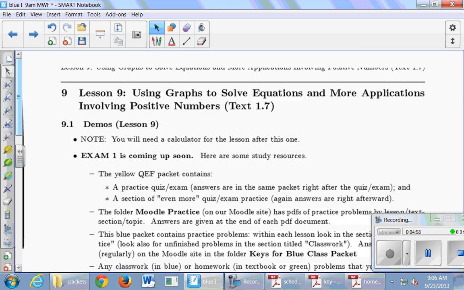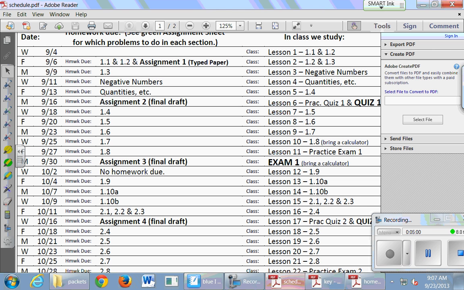So let's take a quick look at the calendar. So we can see here, exam one is happening on September the 30th. Today is September 23rd. When is September 30? Monday. One week from today is our first exam.